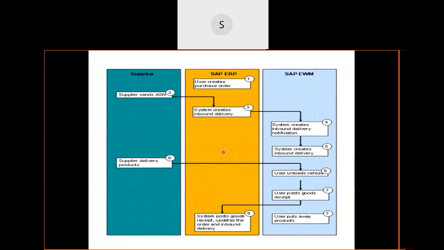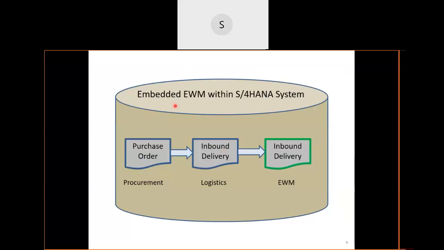Then coming to EWM embedded with S4HANA. Here the notification is not there. It is eliminated because they are simplifying everything. Simplified business model, business object, simplified application, simplified code, simplified data model, everything is simplified in S4HANA. So that notification is no more required because you are working within the same system.